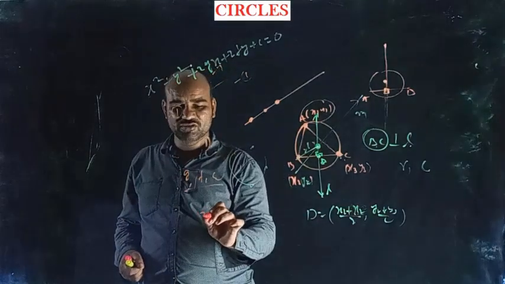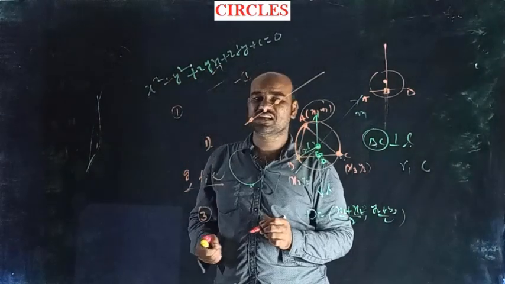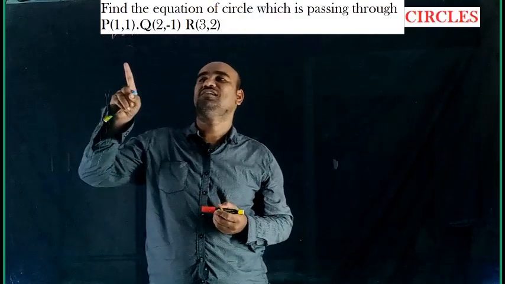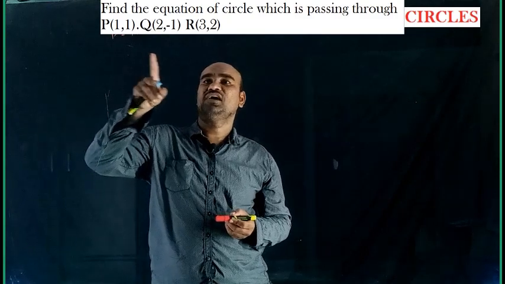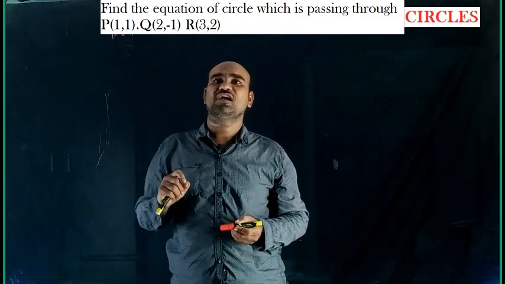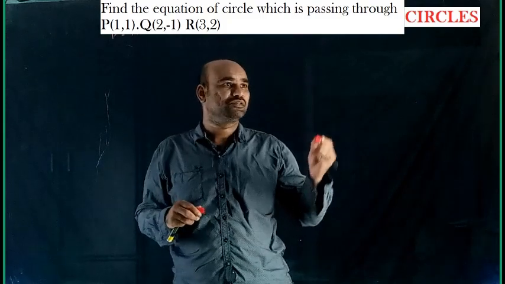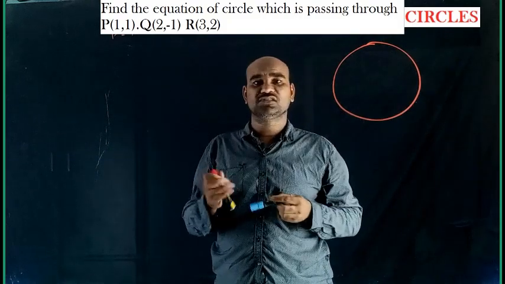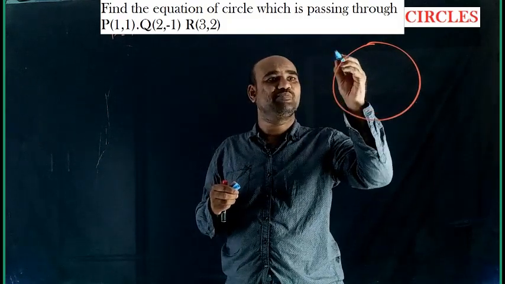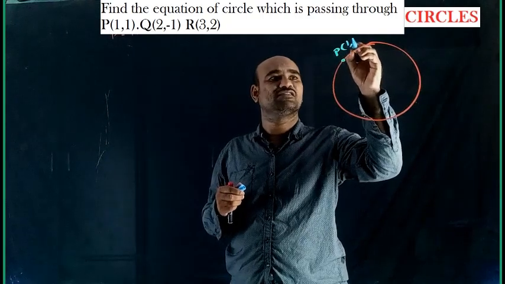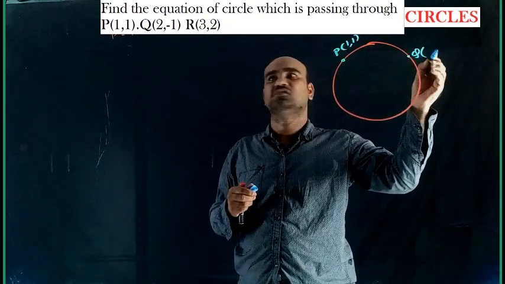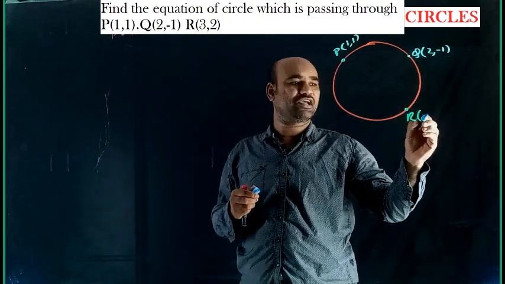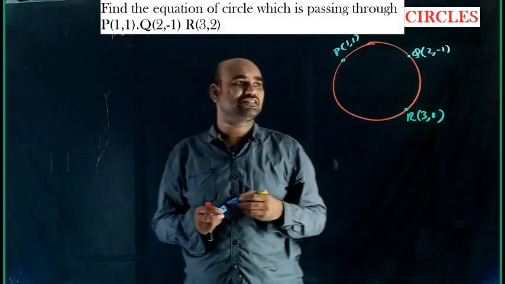So third method, by using matrices concept, you can find the circle equation. Example problem: find the equation of a circle passing through P(1, 1), Q(2, -1) and R(3, 2). We want to find the circle equation which is passing through 3 points, say P(1, 1), Q(2, -1), R(3, 2). 3 points on the circle are given.